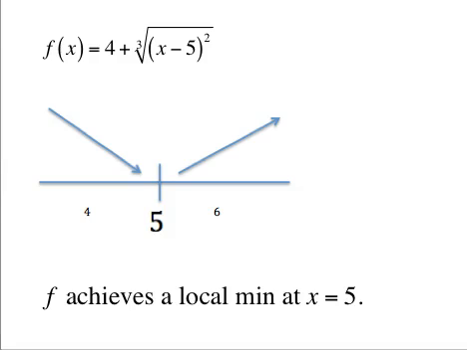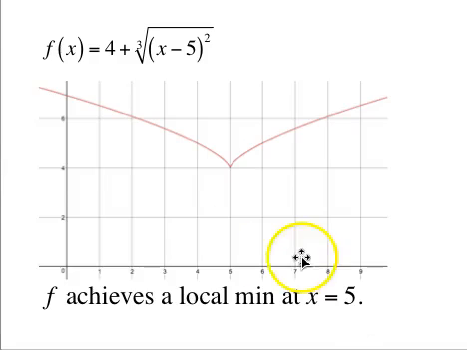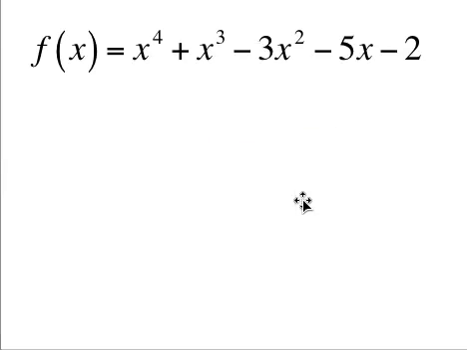Let's take a look at one more of these, or look at our graph first. So here is that function. It's decreasing to the left, sharp corner here, increasing to the right. We can't really talk about a tangent line because the derivative doesn't exist there, but indeed, at x equals 5, that is a local min, that is the lowest y value in the neighborhood. In fact, it's the lowest y value anywhere, but it certainly is a local min as well at x equals 5. Let's take a look at one more function.